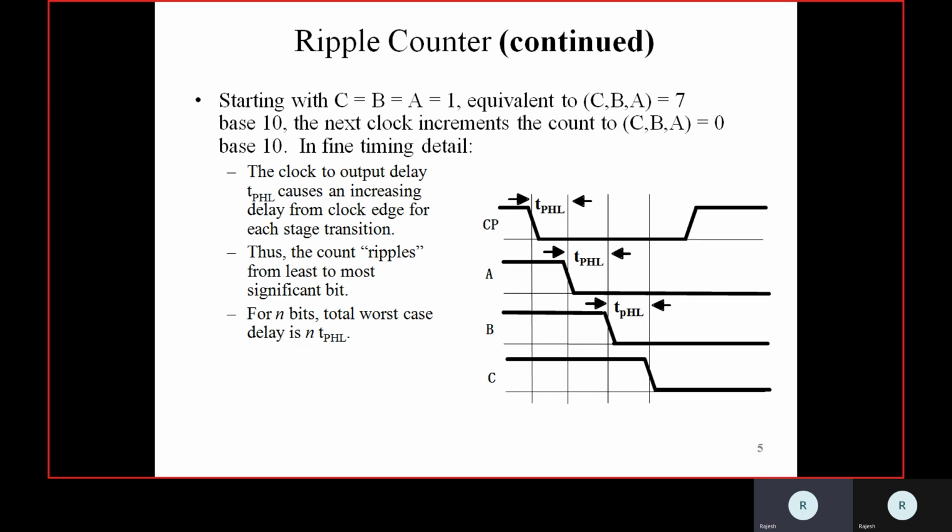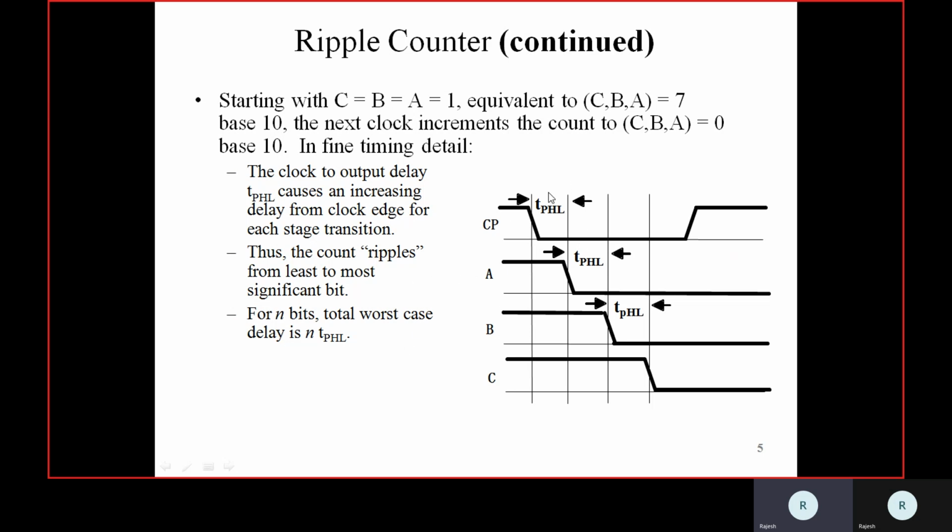So for every clock pulse, the clock to output delay TPHL causes an increasing delay from the clock edge for each stage transition. And thus the count ripples from least to most significant bit. So here the least significant bit is A, the most significant bit is C. There are 3 flip-flops, outputs are C, B, A.